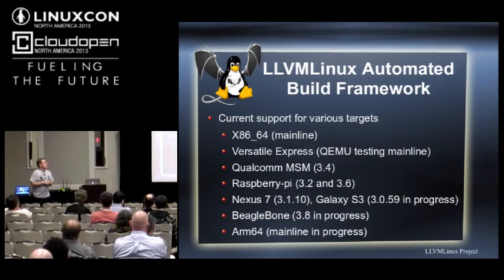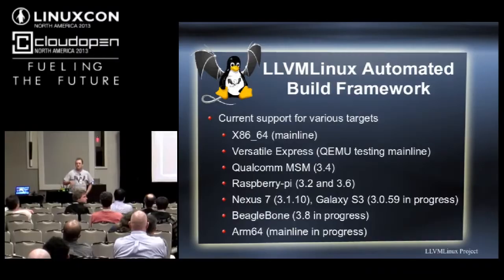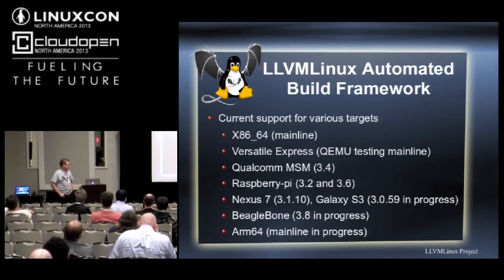So we've also got a port to Raspberry Pi and the Nexus 7, and those are actually the two that have broken with LLVM upstream recently that we've had fixes for. We've also got some work getting the Galaxy S3 to work, although that's had a couple of issues. My pet projects are actually getting the BeagleBone and ARM64 to work. Not that I have real ARM64 hardware, but just to try and get that compiling. I'm most of the way there.